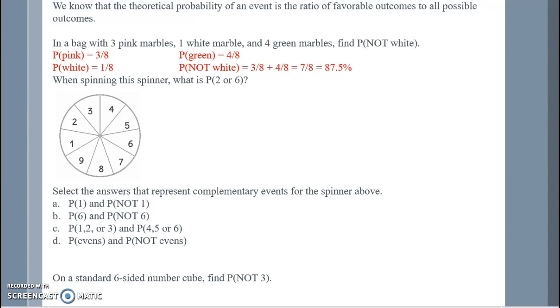When spinning this spinner, what is the probability of getting a 2 or a 6?